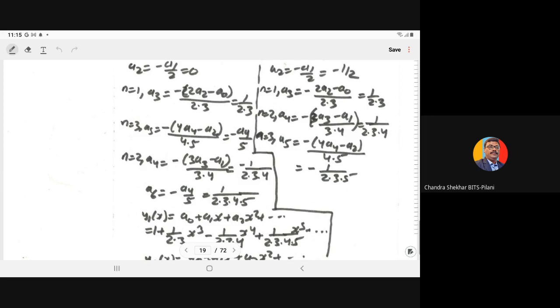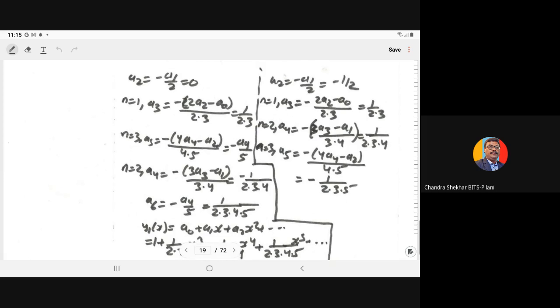Similarly, when we put n is equal to 2, you have minus 1 upon 2 into 3 into 4, and a6 is equal to 1 upon 2 into 3 into 4 into 5. Right. So in this way, we can compute the coefficients a0, a1, a2, a3, a4 for y1 as well as for y2. Similarly, here we can compute for y2.